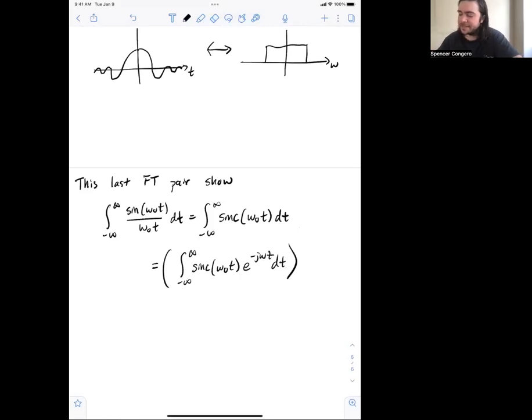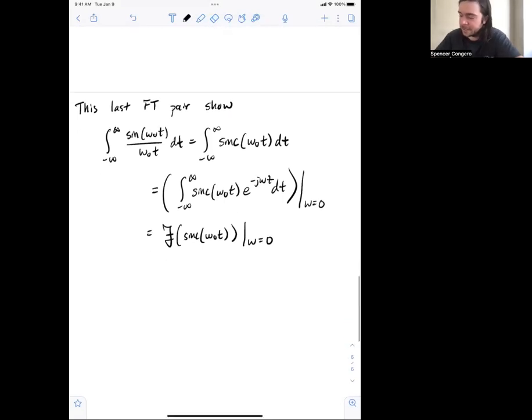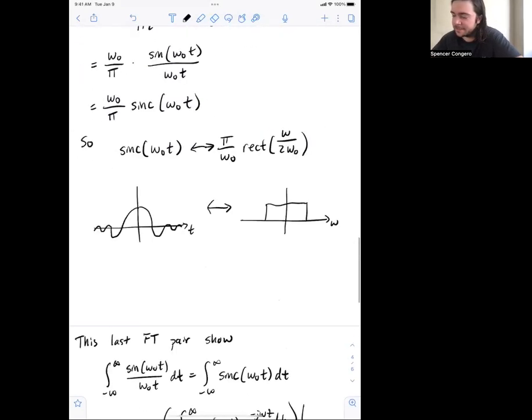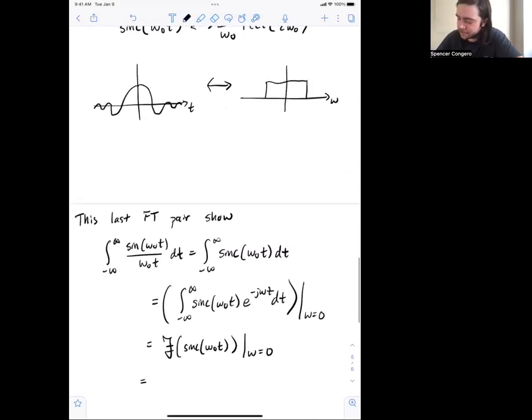So all I'm doing is taking this Fourier transform and just plugging in 0 for omega. So I'm going to evaluate this at omega equals 0. This is just the Fourier transform of sinc of omega naught t, evaluated where omega is 0. But we know what that Fourier transform is, right? We just found it right up there. So this is pi over omega naught, rect of omega over 2 omega naught, evaluated where omega is 0.